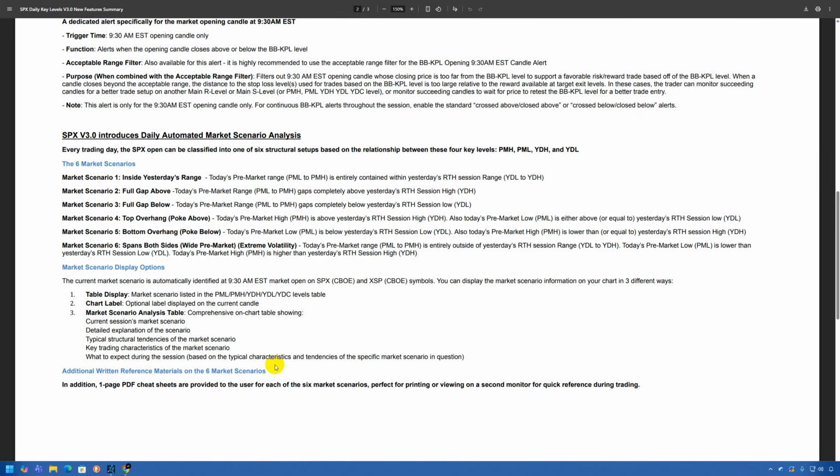Market scenario 2 is full gap above, meaning today's entire pre-market range, PML to PMH, gaps completely above yesterday's RTH session high, YDH. So that is a true gap, not just your normal gap where just the open has gapped above, but in this case, the entire pre-market range is completely above yesterday's RTH session high.